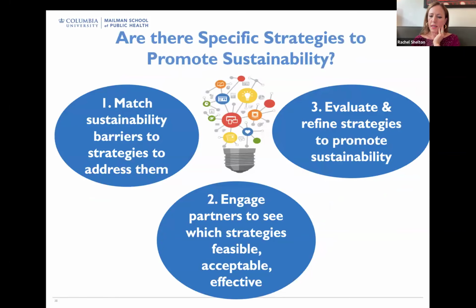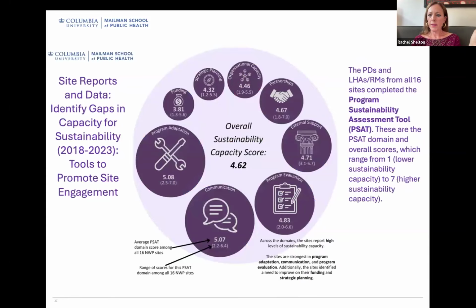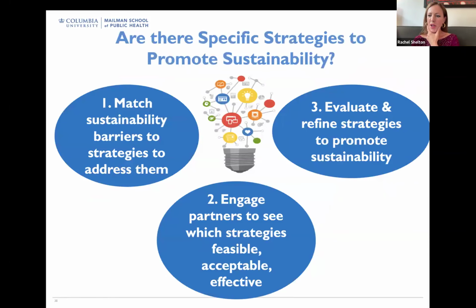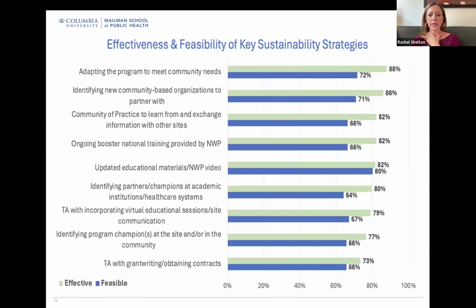The other thing that we have done based on this kind of barrier data and this data on where they felt like they needed to build capacity is we've also said, okay, are there strategies we can actually put in place to address some of these gaps? Are there things we can do to actively address them?